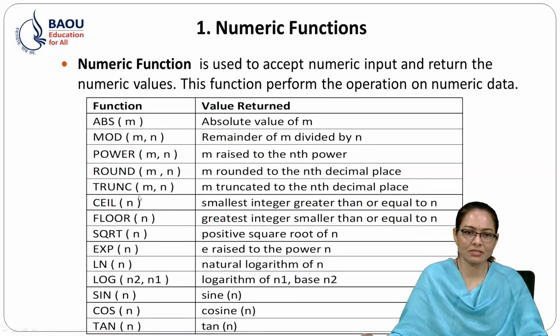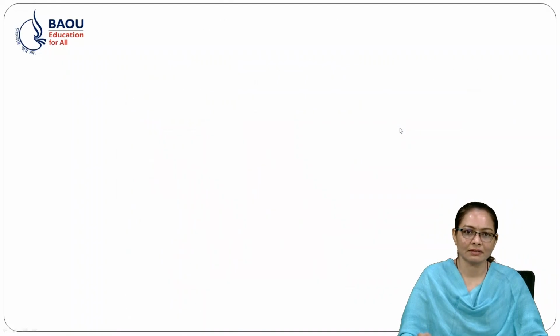These functions are used on numeric data. First is the absolute function. This is used for the absolute value of a number. Mod, see, these are the explanations of these functions. Okay, now we will learn these functions using examples.